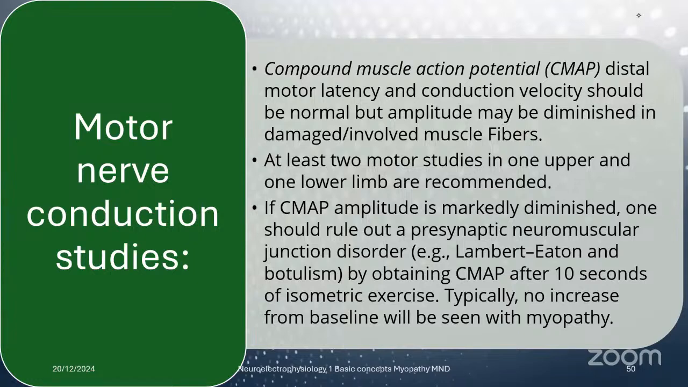If CMAP amplitude is markedly diminished, one should rule out a presynaptic neuromuscular junction disorder, that is Lambert-Eaton and botulism, by obtaining a CMAP after 10 seconds of isometric exercise. Typically, no increase from baseline will be seen with myopathy. This is a very important point, please note this. By obtaining a CMAP after 10 seconds of isometric exercise, you again get a CMAP, and typically there should be no increase from baseline with myopathy.